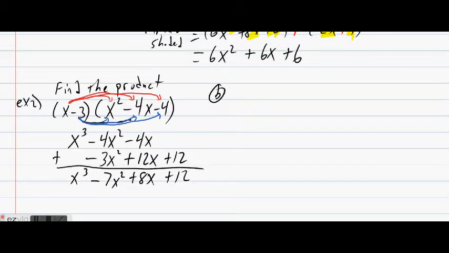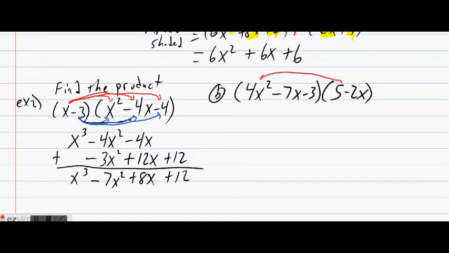Alright, let's try another one. And you're more than welcome to hit pause and try this one on your own. This time, instead of putting the binomial first, I'm going to put the trinomial first. For whatever reason, that tends to mess up some people, but I want to show you you're doing the exact same thing. Again, you're more than welcome to hit pause and do this problem yourself. In this case, all I'm doing is just distributing backwards.